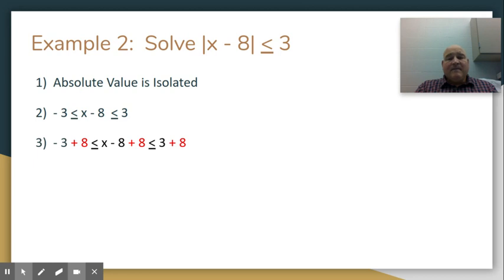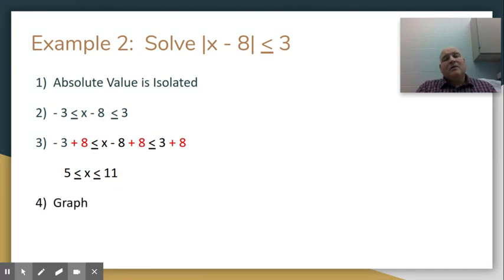Step 3 is I solve it. Notice that my variable is in the middle of my inequality this time. So I do everything based upon that. And they subtracted 8, so we're adding 8. Adding 8 to the left, adding 8 to the middle, and adding 8 to the right. Negative 3 plus 8 gives me 5. The negative 8 plus 8 cancels out of the middle, so I'm just left with x. And then 3 plus 8 leaves me with 11.